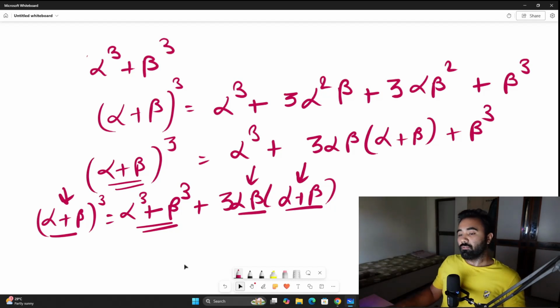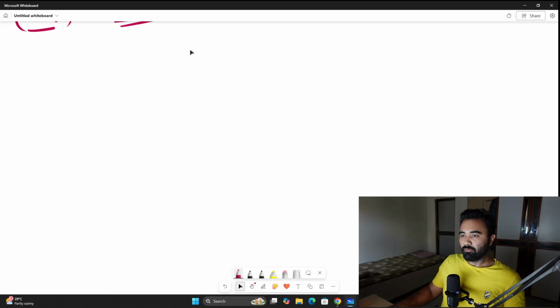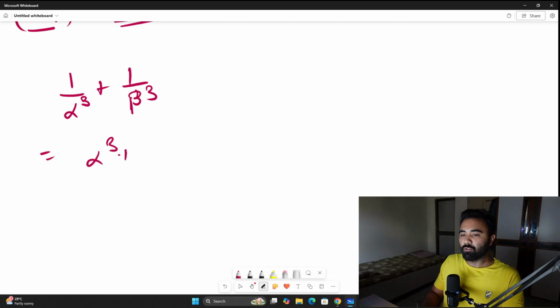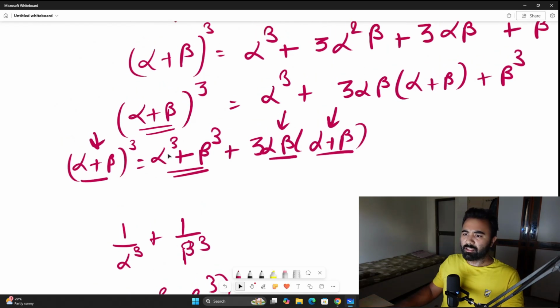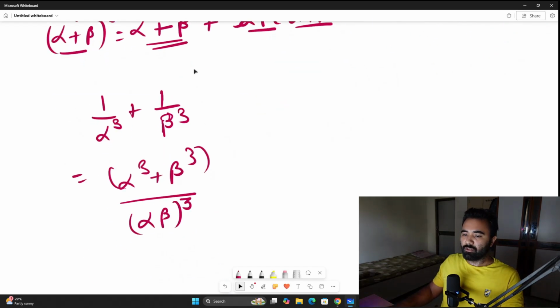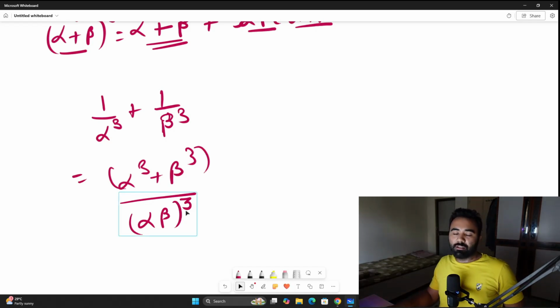The same also goes for the reciprocal. What if they ask you, let's say, 1 upon alpha cube plus 1 upon beta cube? How will you find this? Same thing: you take the LCM, alpha cube plus beta cube upon alpha beta cube. Now you'll know the value of this because you did it in the previous step. Here you'll simply put that over here. Alpha beta will already be given to you in the question. You simply put a power of 3 to it and find the value.